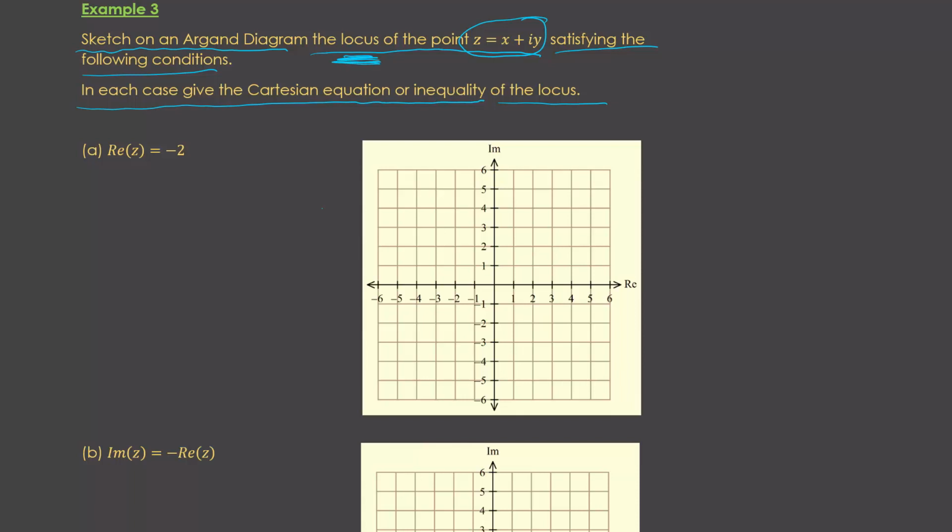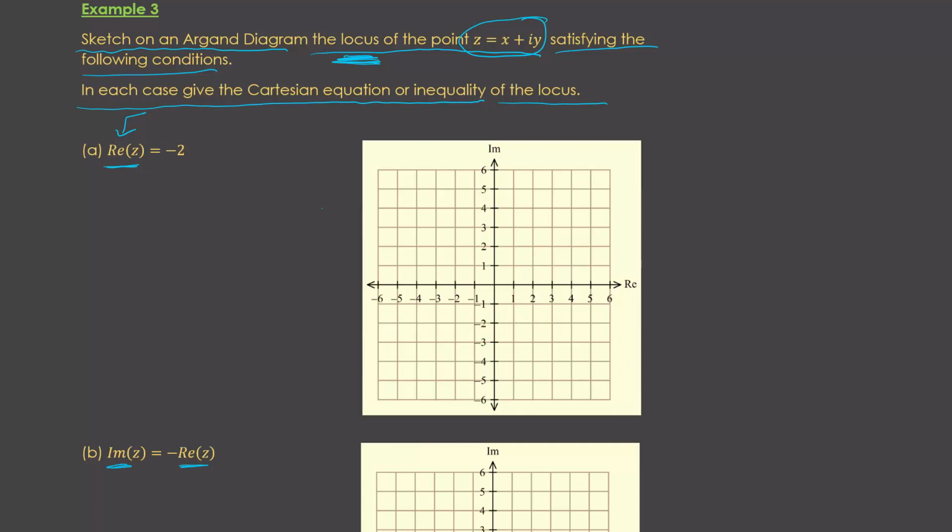The locus is just a line or curve which shows all of the possible positions of z that satisfy the condition. Now, in this example, a lot of them, or all of these, are saying Re(z) or Im(z). You won't see a lot of this in the exams. Indeed, they often ask you to identify particular loci or regions, and they forbid you from using Re(z) or Im(z). But I've left this example in as it does give a good introduction to this idea of locus.